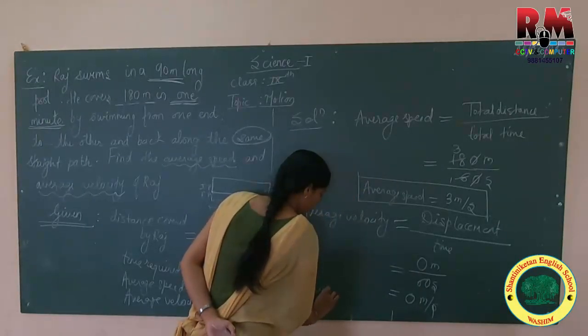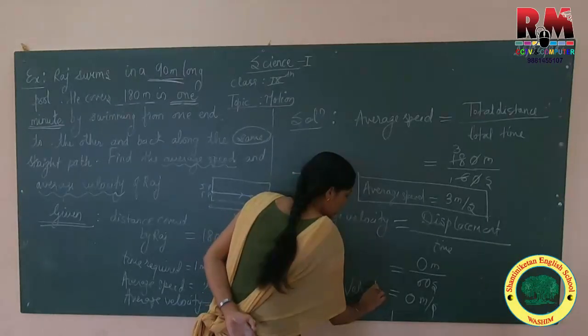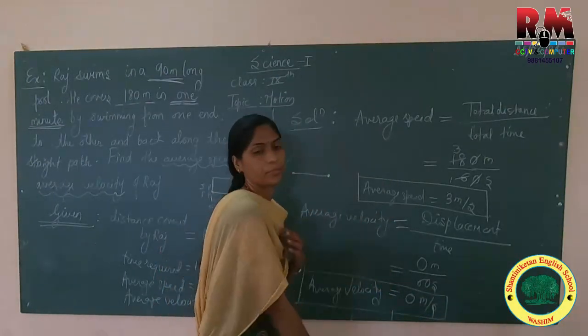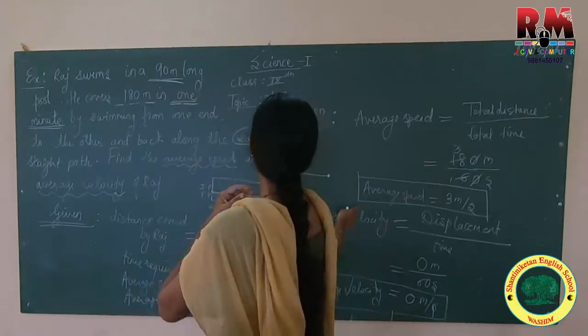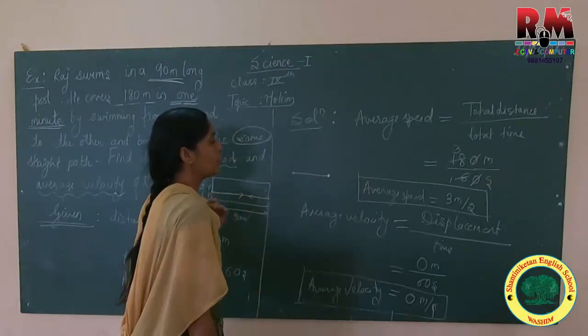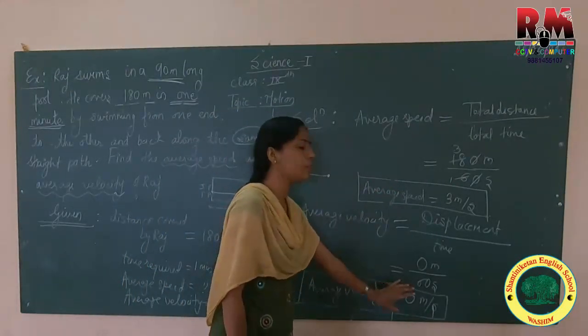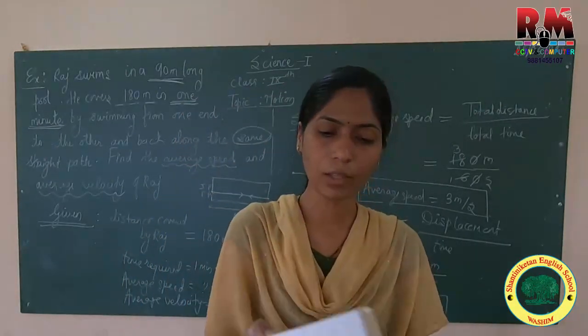So average velocity is equal to 0 meter per second. Okay. So this is the final value. Therefore average speed of Raj is 3 meter per second and average velocity of Raj comes 0 meter per second. Okay.